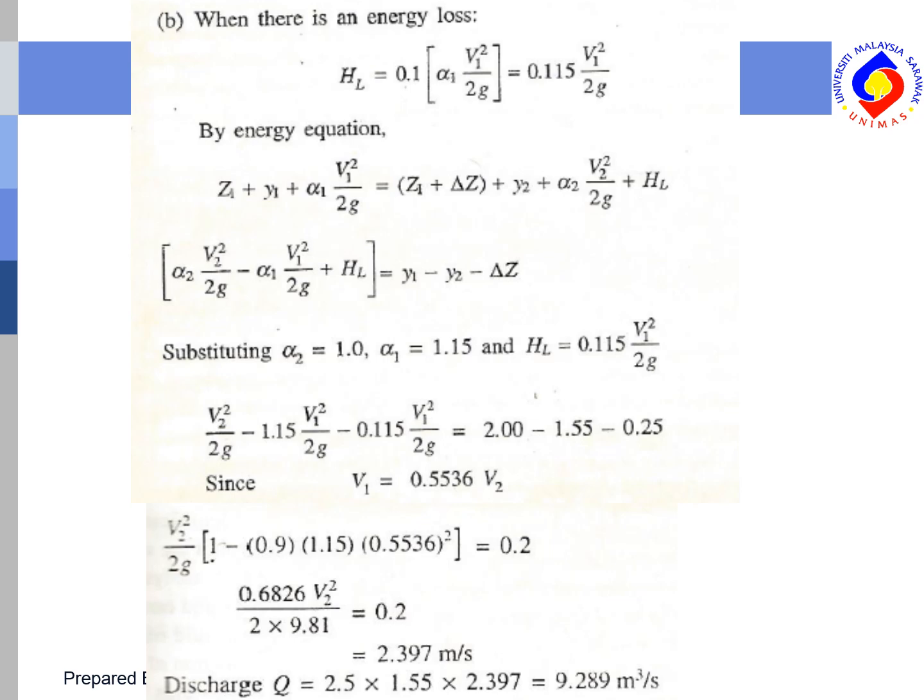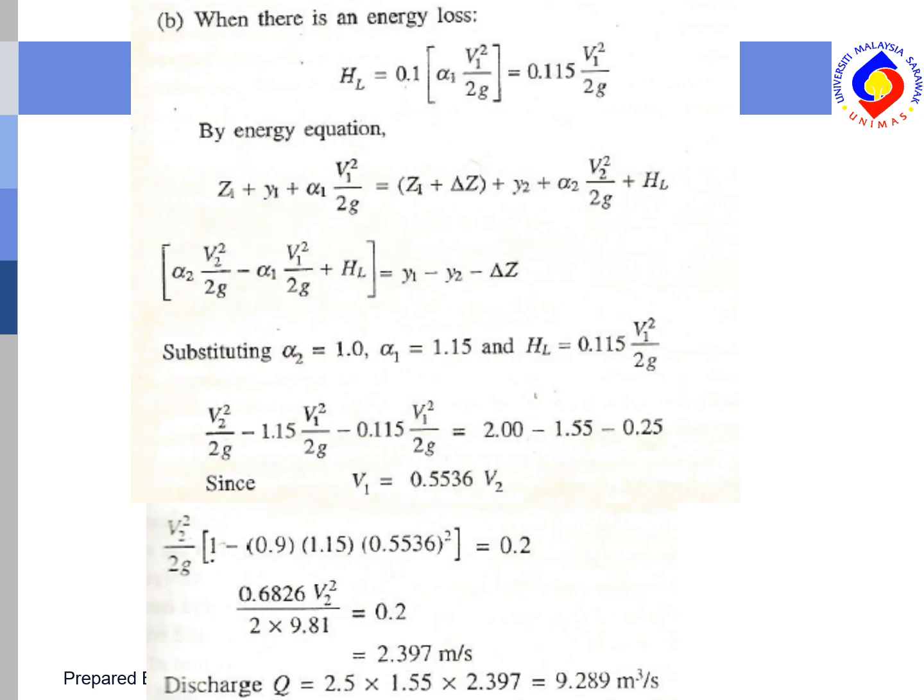Then you can rearrange and simplify the equation to get alpha 2 V2 squared over 2G minus alpha 1 V1 squared over 2G plus HL equal to Y1 minus Y2 minus delta Z. Substituting alpha 2 as 1 and alpha 1 as 1.15 as given in the question, and also HL equal to 0.115 V1 squared over 2G as we have calculated earlier, and also V1 equal to 0.5536 V2 as calculated earlier, we can get V2 squared over 2G multiplied by 1 minus 0.9 multiplied by 1.15 multiplied by 0.5536 squared equal to 0.2. Then from there, we can get V2.